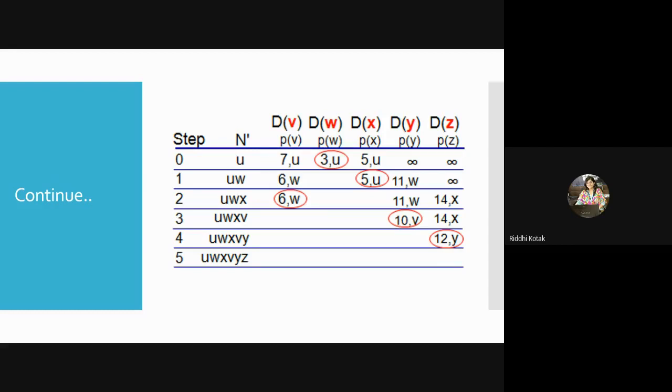Also you have to remember the algorithm for this functionality.